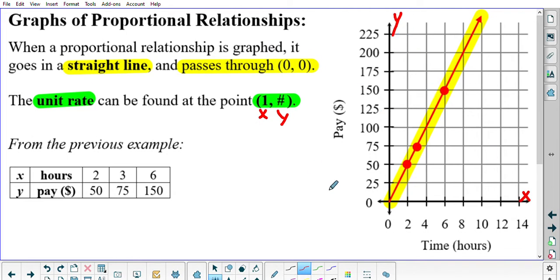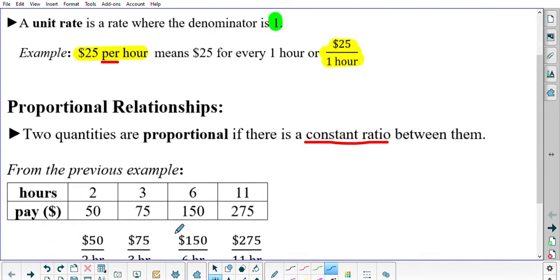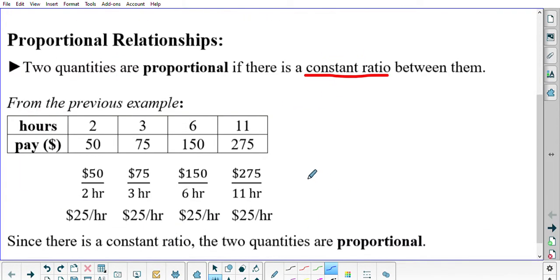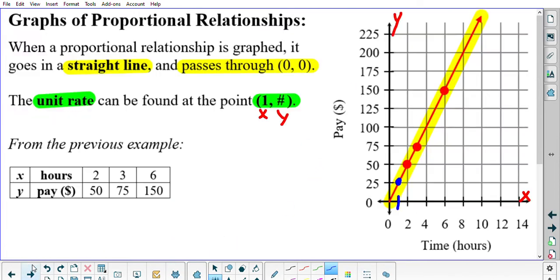So if you go to the x value of 1, which on this graph would be halfway in between 0 and 2, if you go to that point, look what it is, 25. This should not shock us. This table had a constant ratio of $25 per hour, which was the unit rate. Do you see how all these things tie in together? I hope you do. That's why I put them all on one page.